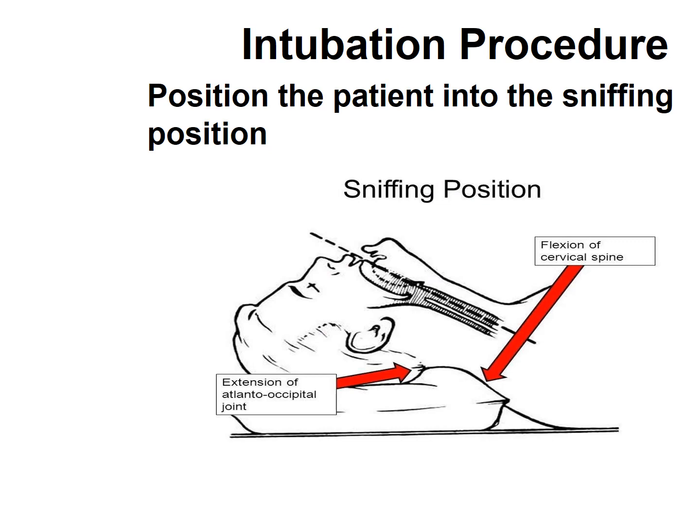Position the patient into the sniffing position. The picture shown here is the sniffing position. It requires flexion of the neck on the body and extension of the head on the neck, which means the ear and the sternal notch come in the same plane. So for intubation, this is the best position. It straightens the airway, which helps in the intubation procedure.